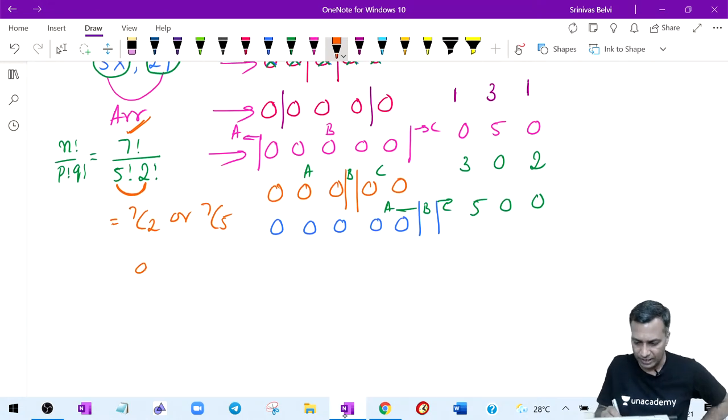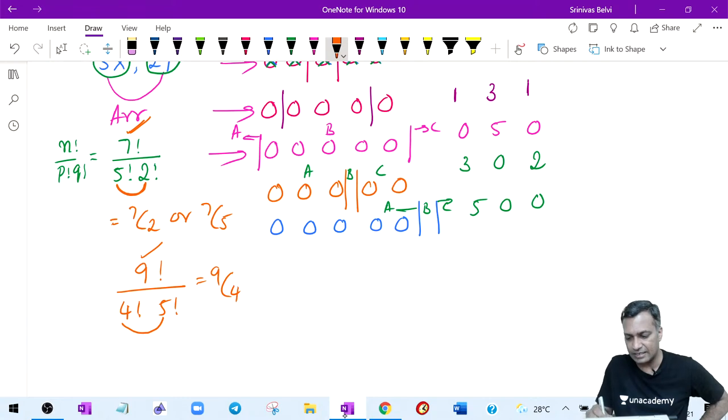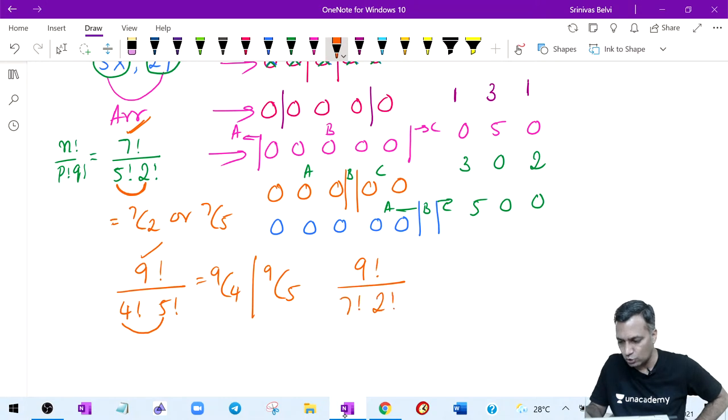For example, what if I have 9 factorial divided by 4 factorial, 5 factorial? Since these two numbers add up to this particular number, this can be written either as 9C4 or as 9C5. What if I had 9 factorial by 7 factorial, 2 factorial?